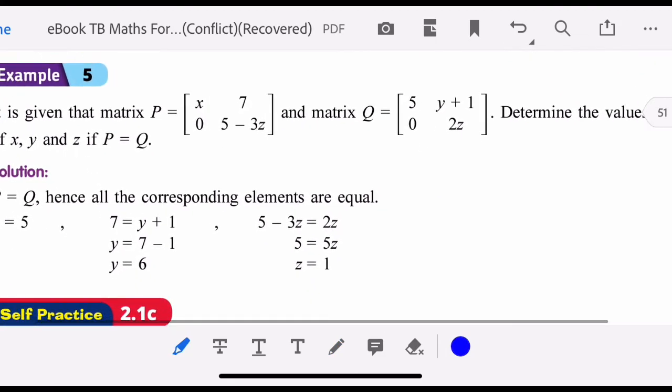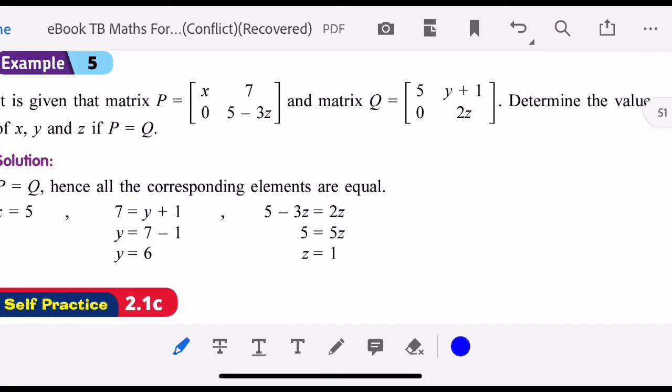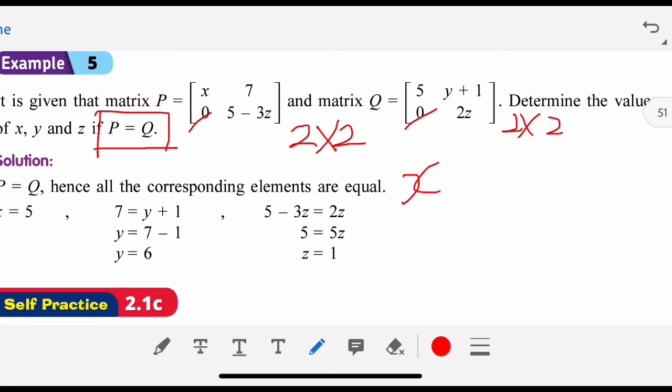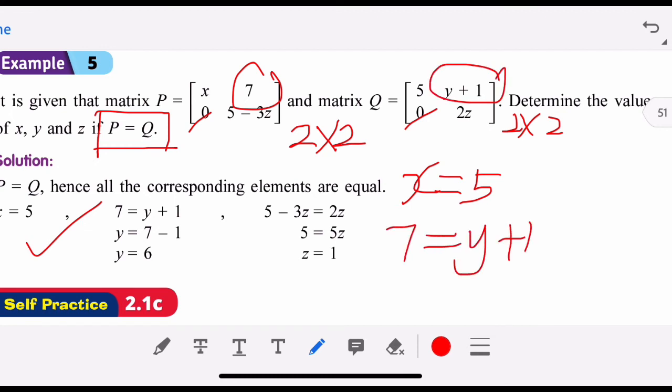So for this example, let's see this example. We are given the condition that these two matrices are equal. So obviously they have the same order, 2 by 2, 2 by 2, and the corresponding elements should be the same. So we have 0 equal to 0. Hence we can say x must be equal to 5, right? And then we can say 7 should be equal to y plus 1. So we can solve for y, right?